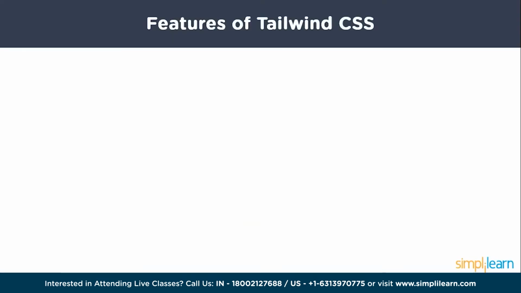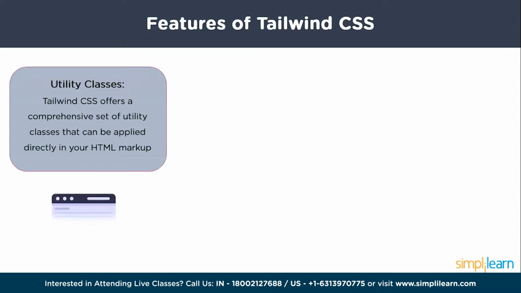So here are some key concepts and features of Tailwind CSS. The first one is utility classes. Tailwind CSS offers a comprehensive set of utility classes that can be applied directly in your HTML markup. These classes define specific styles such as margins, paddings, colors, typography, positioning, and more.